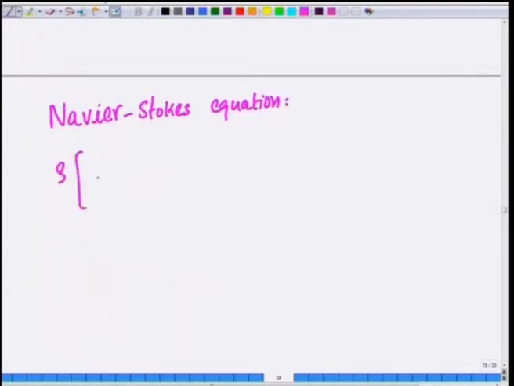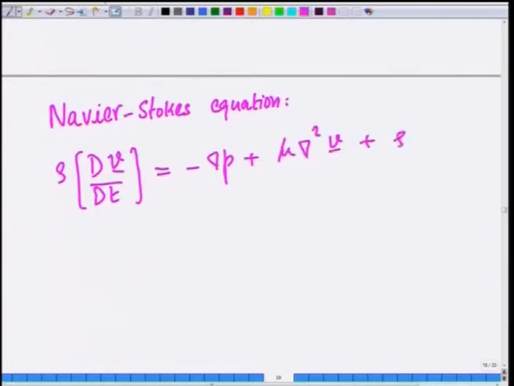rho times substantial derivative of velocity is minus del p plus mu del squared v plus rho g. This is a very simple statement of force balance. This is the rate of change of momentum per unit volume. This is mass per unit volume times acceleration. Remember that the acceleration of a fluid particle is the substantial derivative of velocity, not just the normal derivative of velocity, not the partial derivative of velocity. So, this is the mass times acceleration per unit volume.